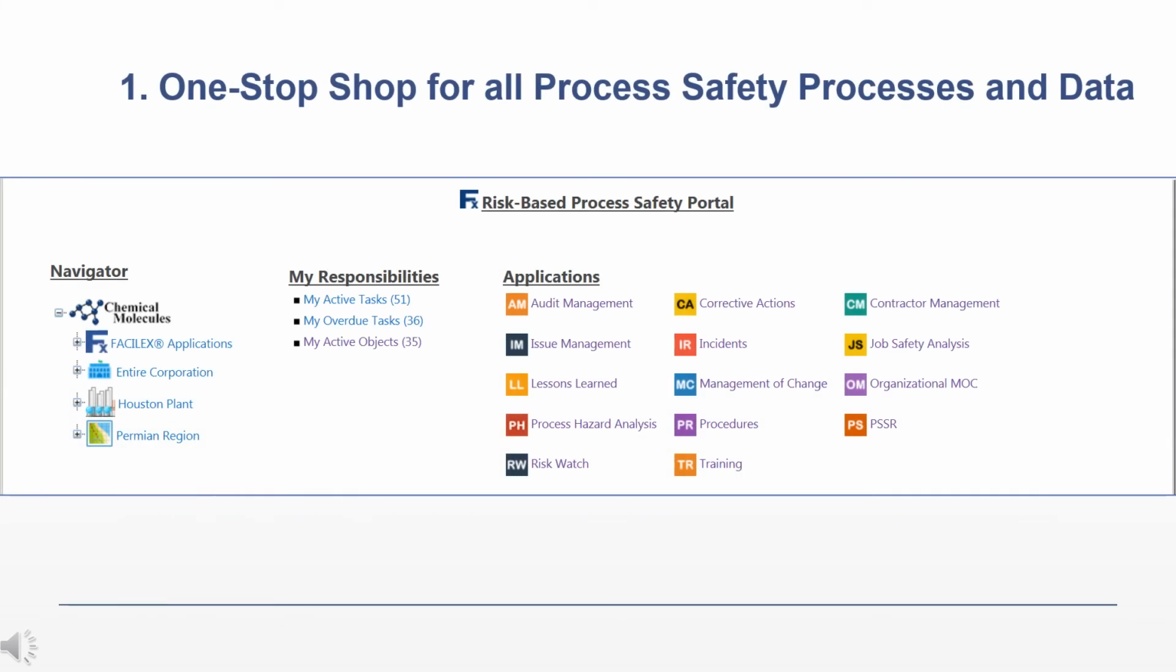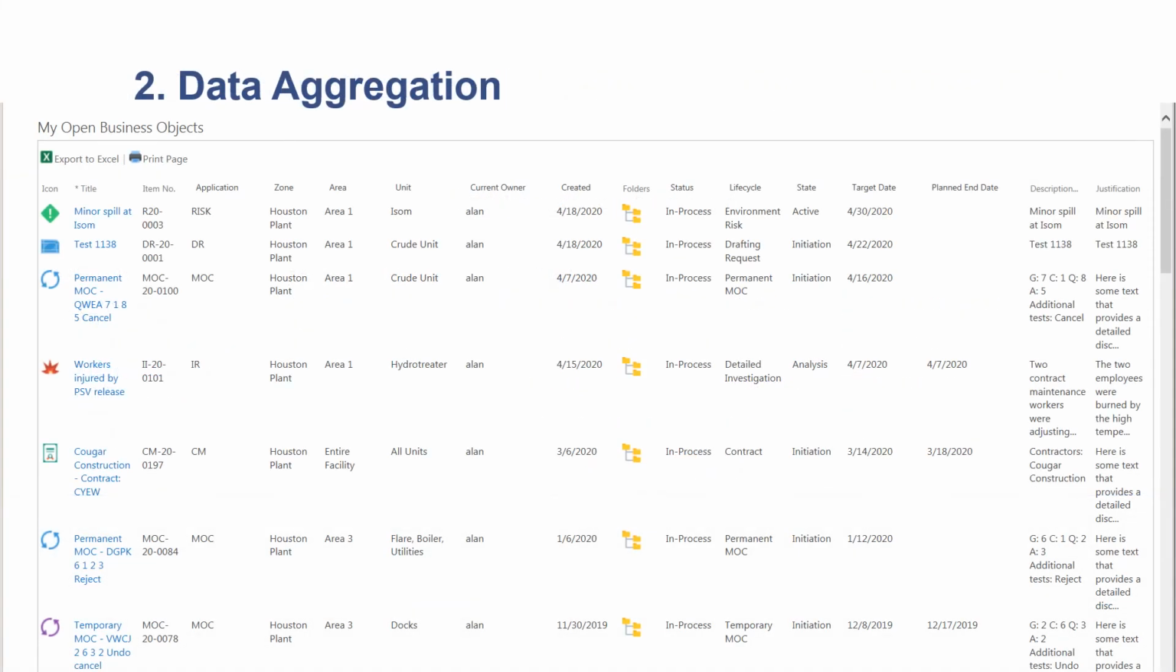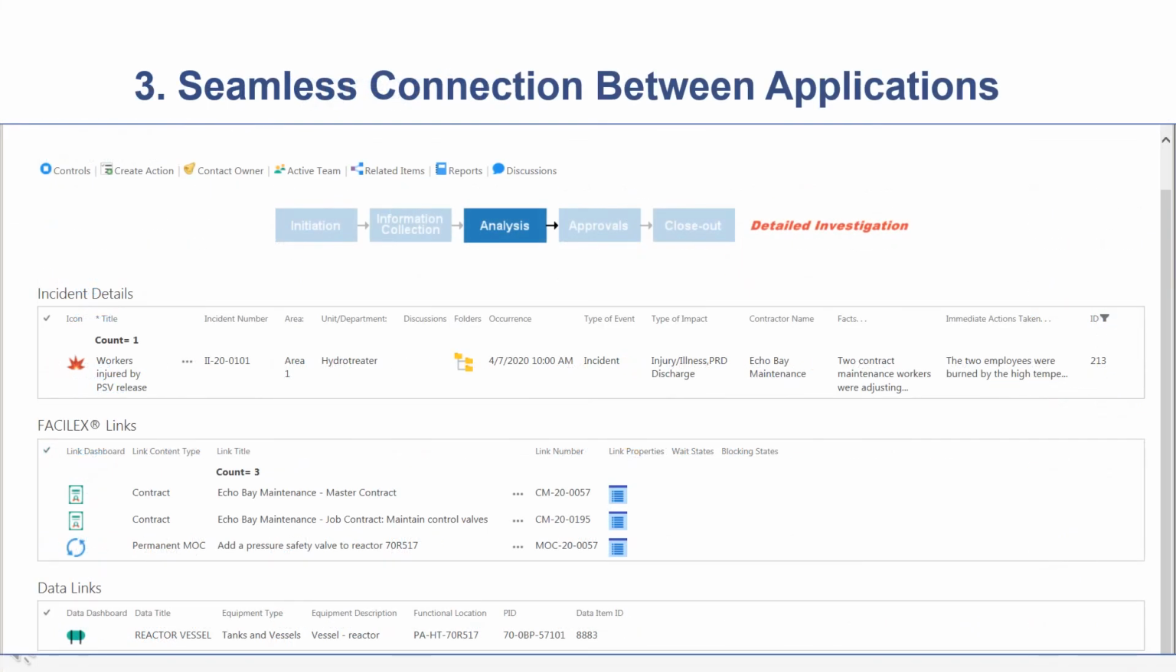FACILEX provides a one-stop shop for all process safety business processes and data. FACILEX provides data aggregation. In other words, show me everything I'm responsible for, or show me everything that's going on in my area. It was easy to find all the information for our incident investigation because of the easy way to connect data and navigate from one application to the next.